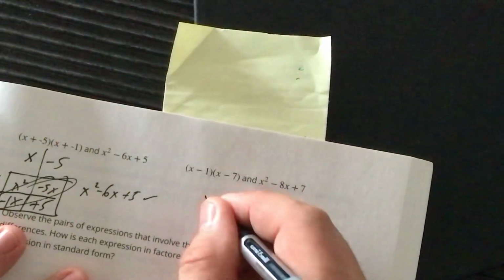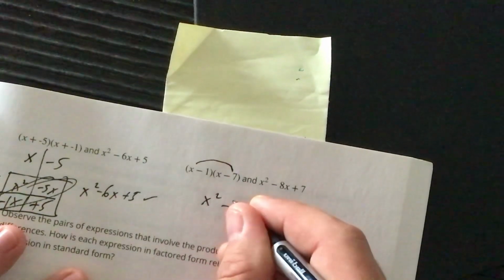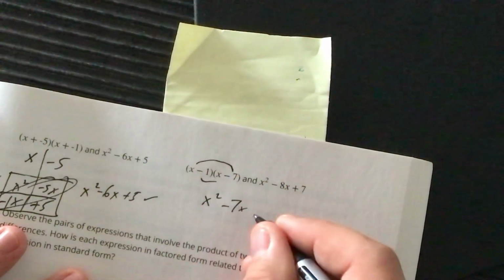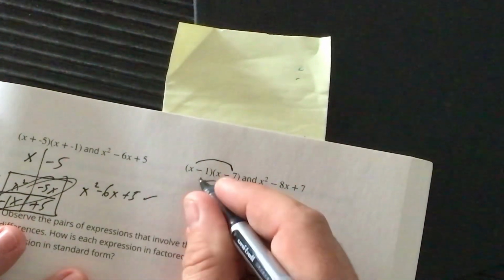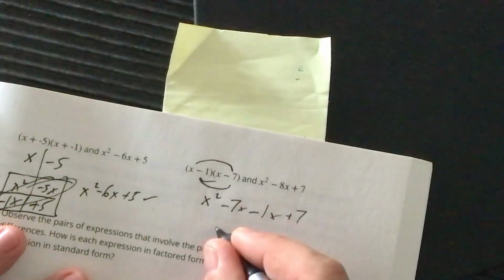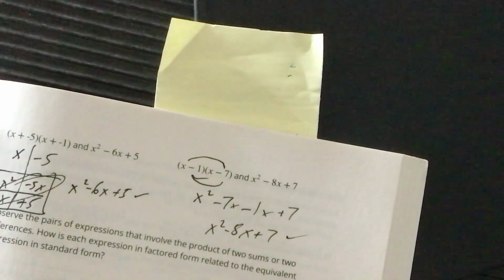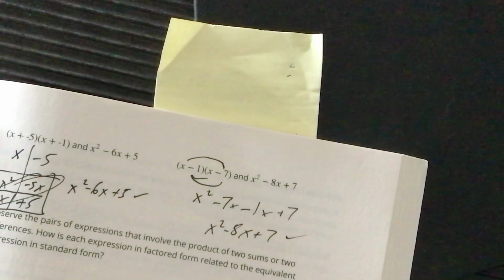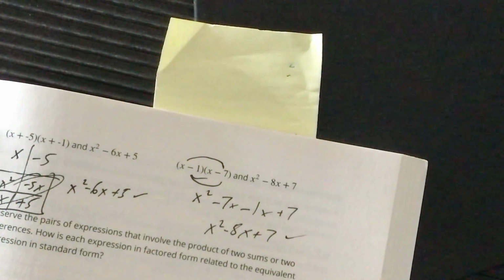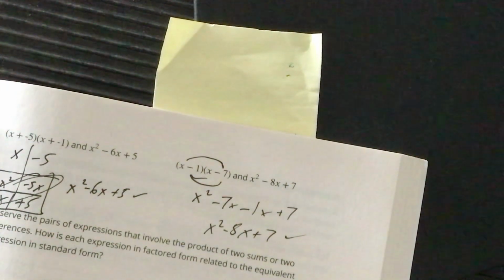Excuse me. X squared minus 7x, okay, Mr. Miller, minus 1x plus 7. Watch the signs. Can't handle FOILing it or doing it in your head? Diagram it. I'm not drawing a diagram. If you're doing it in your head, then I better get it right.